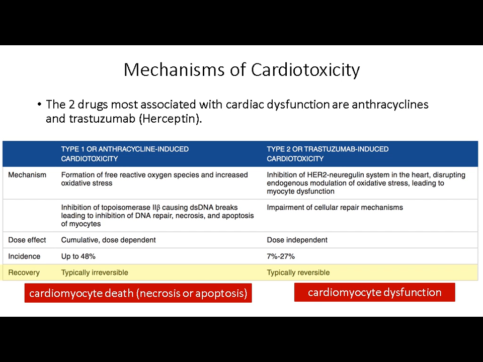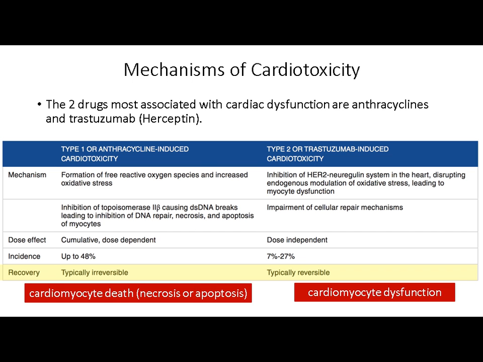So we have different types of cardiotoxicity. We have type 1 cardiotoxicity, which is induced by anthracyclines. It's cumulative and dose-dependent, with a very high incidence of cardiotoxicity. This kind of cardiotoxicity is irreversible because of cardiomyocyte death due to necrosis and apoptosis.